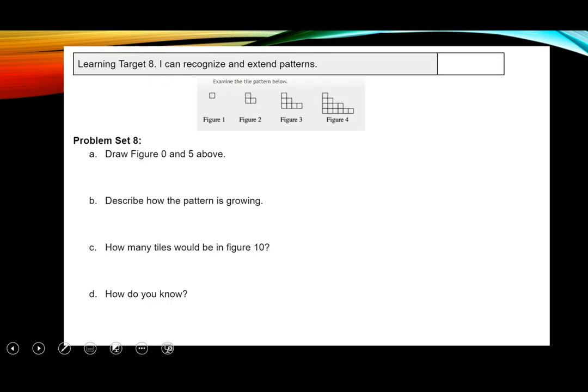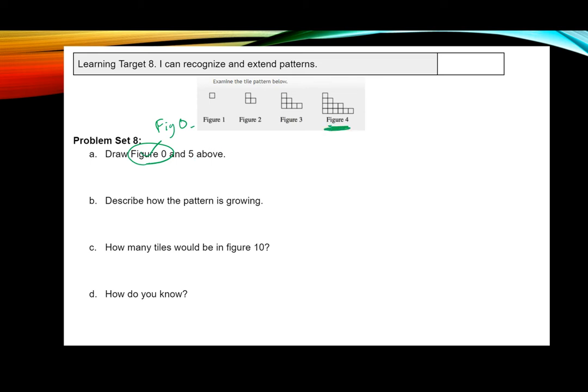All right, learning target 8, I can recognize and extend patterns. Draw figures 0 and 5 above. Oh boy, these ones always give me a little bit of trouble. So this is figure 1, so if I have figure 0, I just think it's going to be blank. There's going to be nothing. So I can cross off this first part. And then 5 above, let's see.